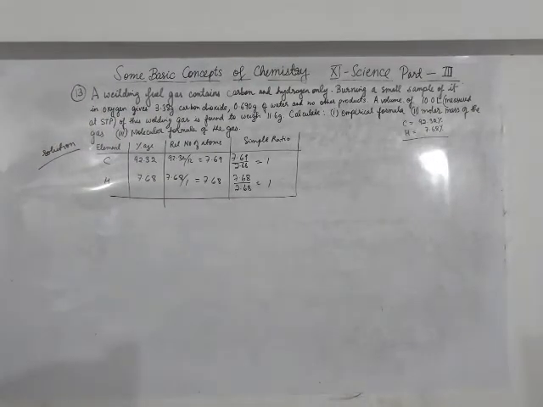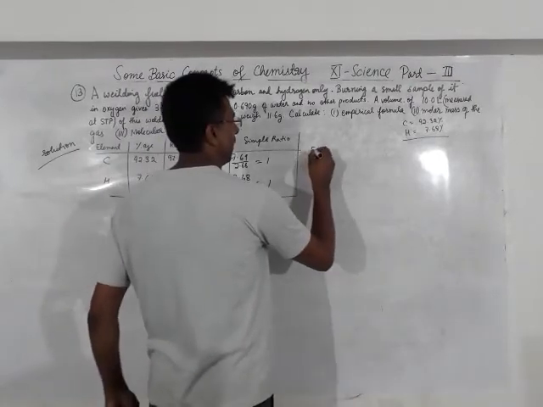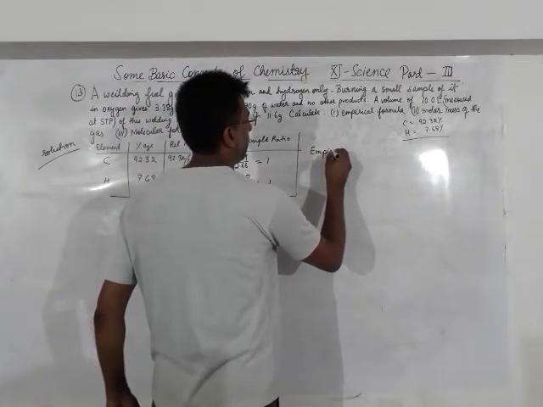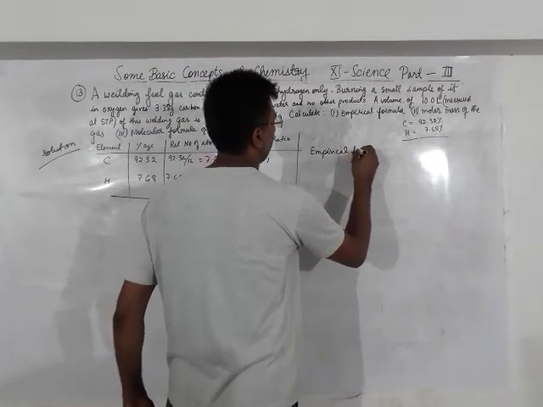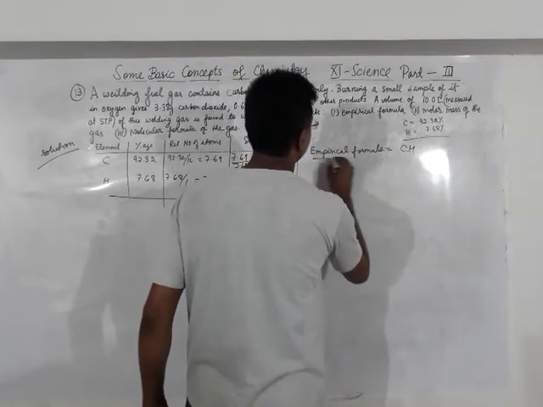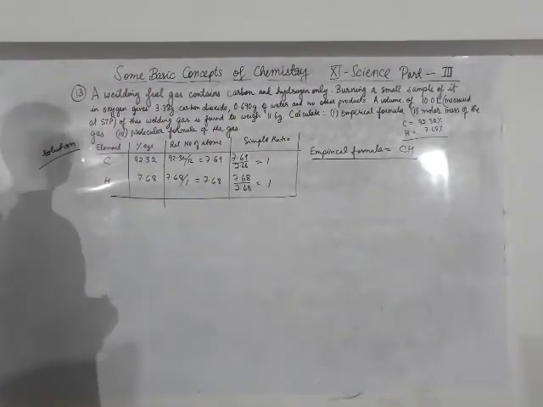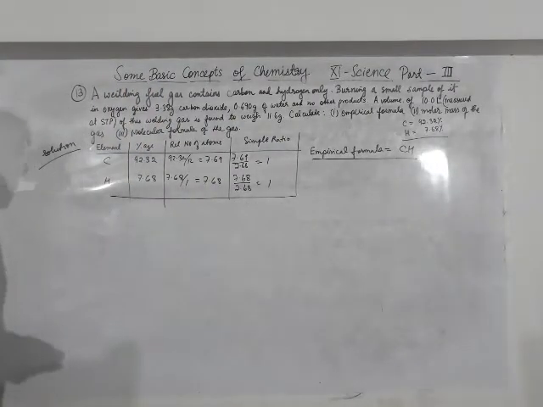So the empirical formula, my dear students, becomes CH. Empirical formula is equal to CH. Empirical formula is nothing but the formula that shows the simplest ratio of atoms of different elements present in the molecule of the compound. Once we have obtained the empirical formula, now let's look at the question.